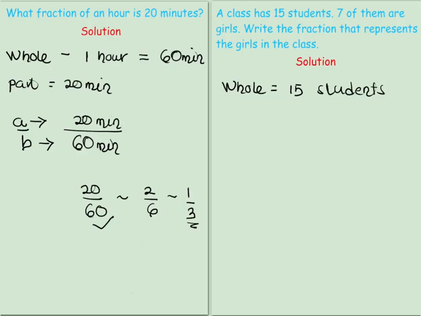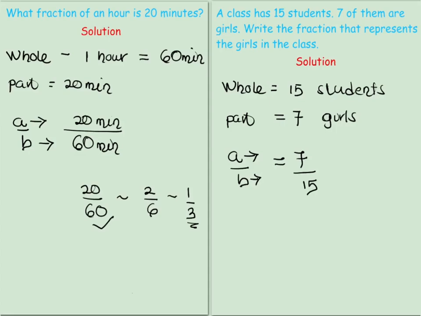Now we are being told that 7 are girls. That is the part. So part of the whole, we are talking of 7 of these 15 students being girls. So if you want the fraction, which is A over B, where A is our numerator and B is our denominator, then the part becomes what? 7 over the whole, 15.